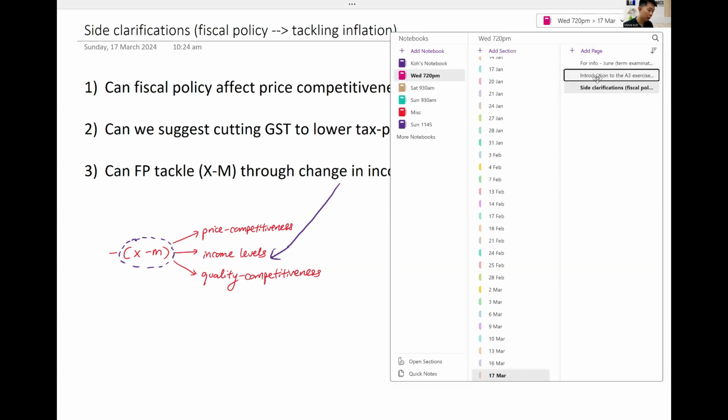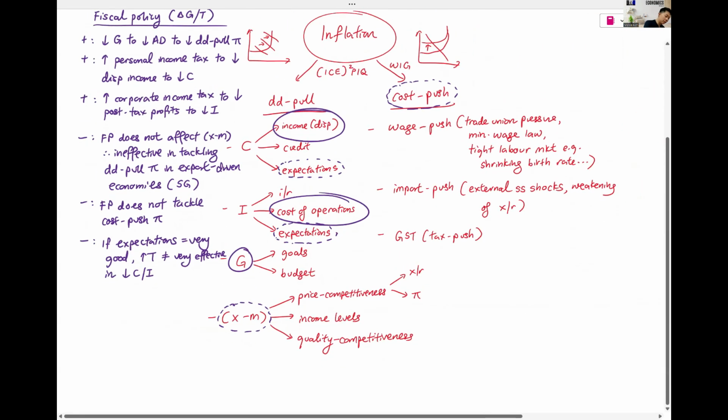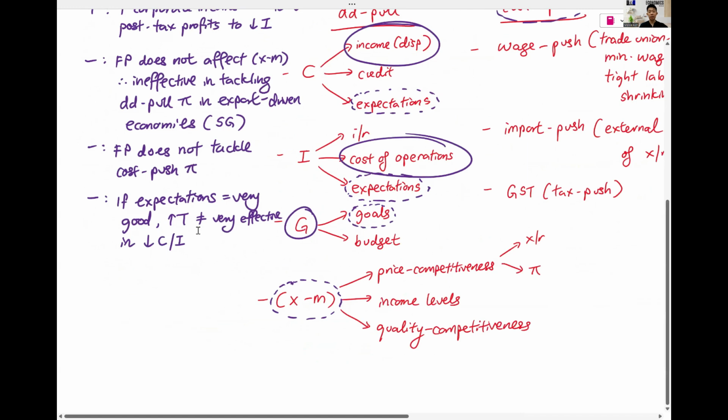So coming back to our A3 exercise, one more point is this point. Goals. I just put a circle around goals. I ask you to do this so you can follow through. And I will say cutting G to lower demand-pull inflation is not straightforward, because other micro goals could be at stake.